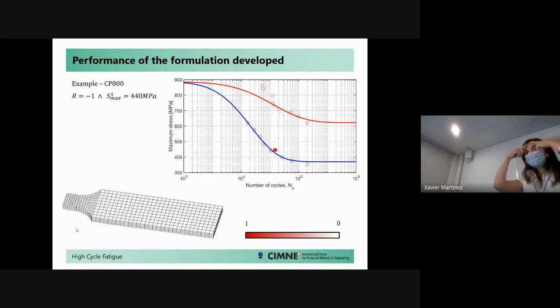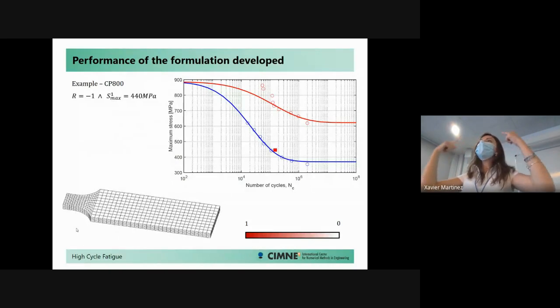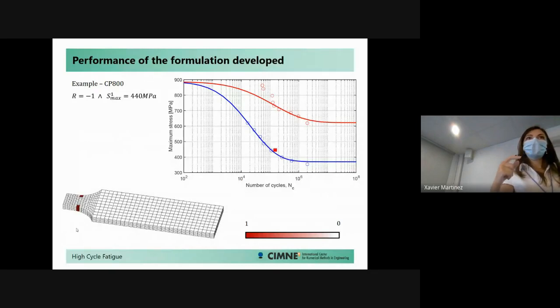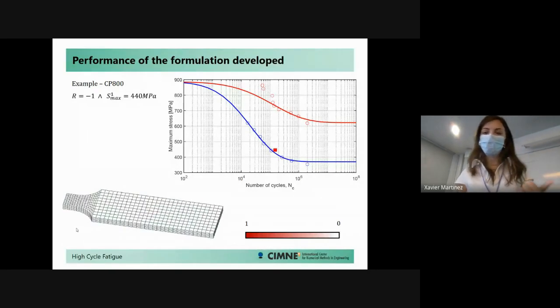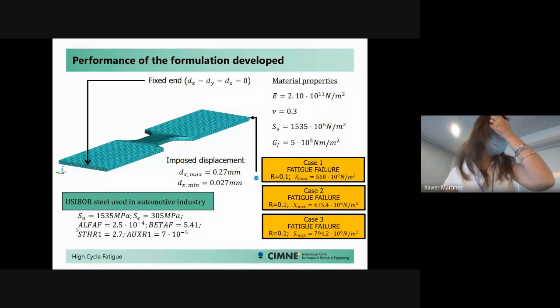So for you, it's an idea: when you see results from simulation compared to the SN curve, you can notice if you are dealing with ductile behavior or fragile behavior by looking at this difference. Okay, I want to show some more examples for other steels.